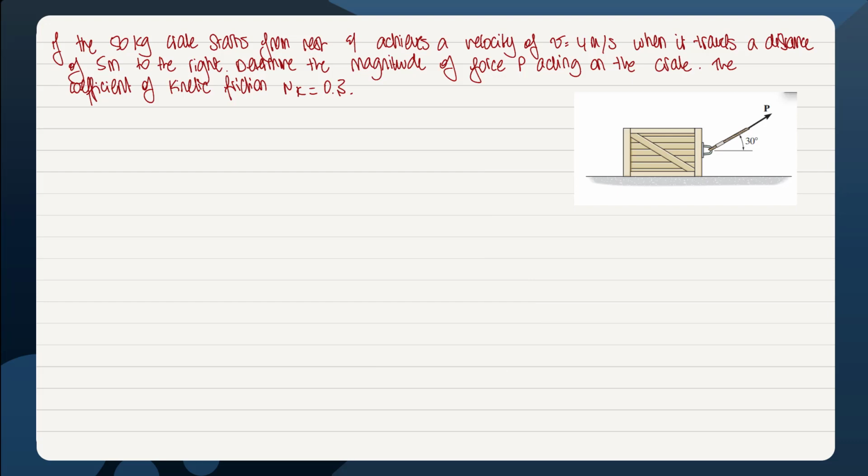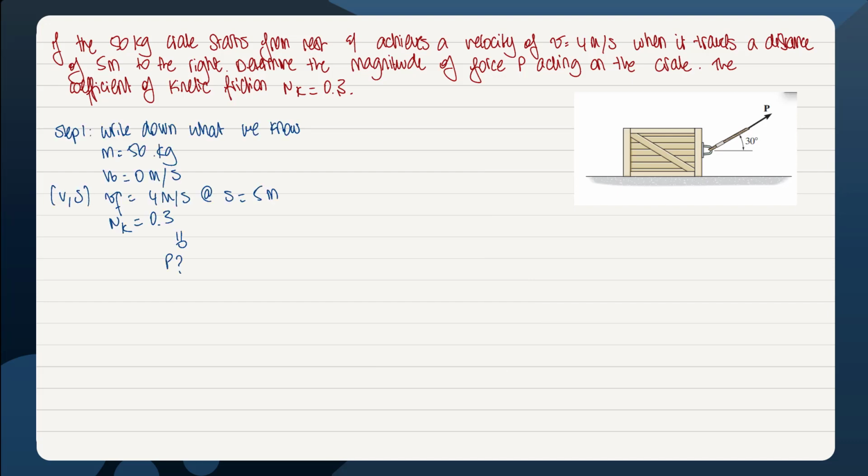So step 1, obviously we need to write down what we know. m is equal to 50 kilograms. The initial velocity is equal to 0 since it's starting from rest. The final velocity is equal to 4 meters per second, and that's at a distance s equals 5 meters. We have mu k equals 0.3. And so given all that, we're asked to find the force P acting on the crate.